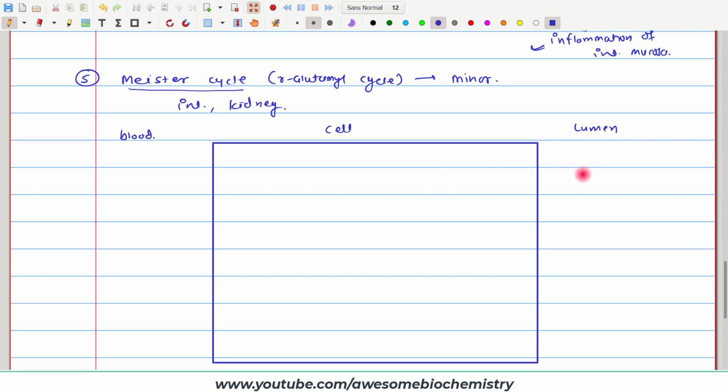So, what happens? Whenever there is a free amino acid in the lumen, which is the end product of protein digestion, and glutathione inside the cell. Glutathione is nothing but a small peptide. It has 3 amino acids, gamma glutamate, cysteine and glycine. It is a tripeptide basically.